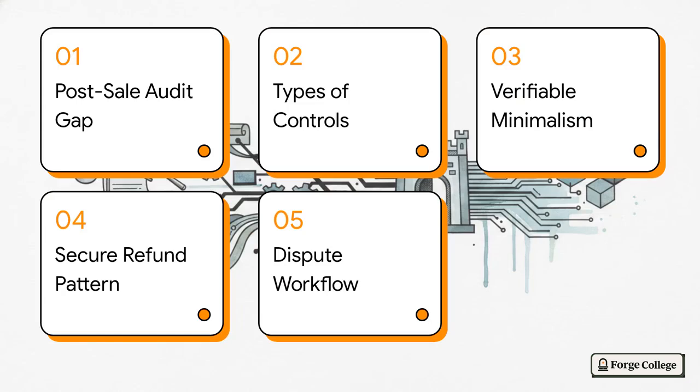So let's unroll our metaphorical engineering schematic, shall we? Here is exactly what pieces of the post-sale machinery we're going to explore today. First, we'll look at the post-sale audit gap. Then, the 3 types of controls. Next, we'll unpack a super cool concept called verifiable minimalism. After that, we'll look at a secure refund pattern and code, and finally, the dispute resolution workflow.